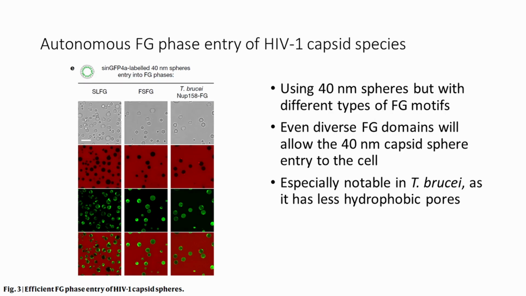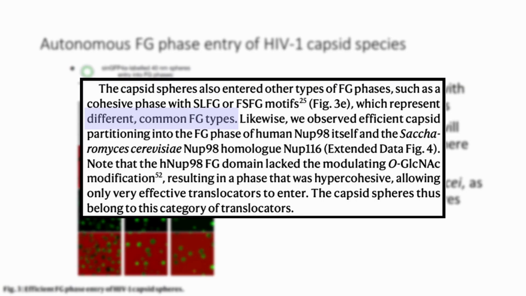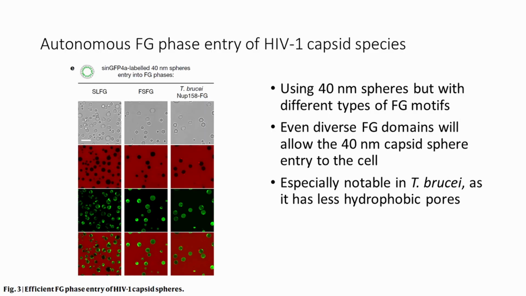Now we have part E from that same figure, which is evaluating different nucleoporins. They have the SLFG and FSFG, which refers to the different one-letter amino acid substitutions, which are different from the previous experiment, but they're still common domain types and they're still the nucleoporins. The result here is showing that the capsid can interact with a variety of FG repeat domains to enter the nucleus. And what we're really looking at is that localization of that green fluorescent tag.